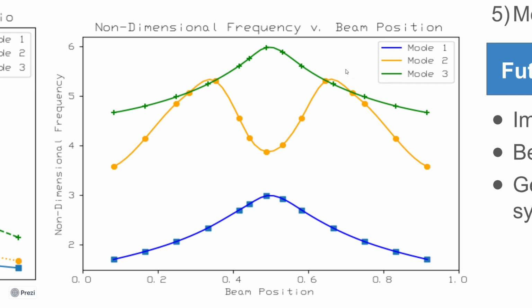These 2 peaks on either side occur because we are adding the beam to areas of high displacement of the second mode shape. Notice that the beam can be placed in such a way that the original second mode shape has a higher frequency than the original third mode shape.